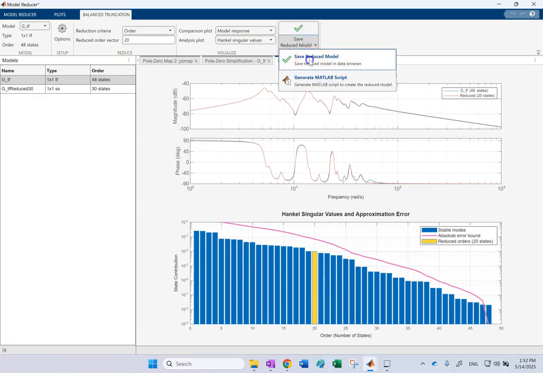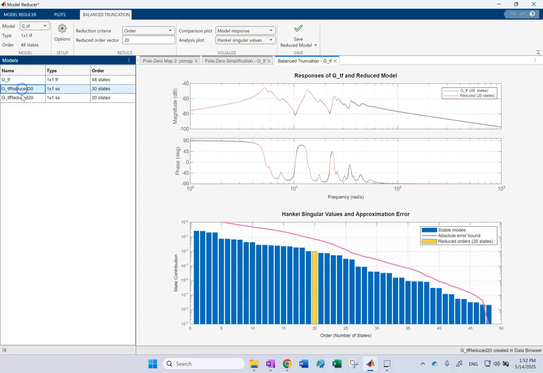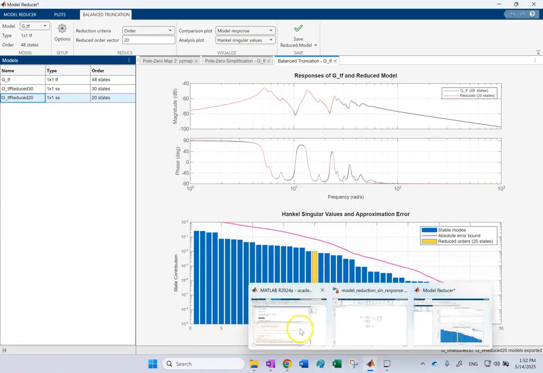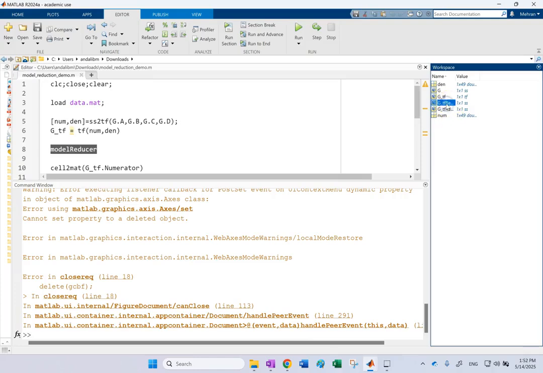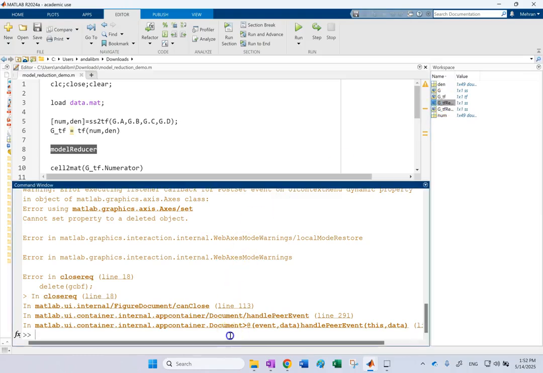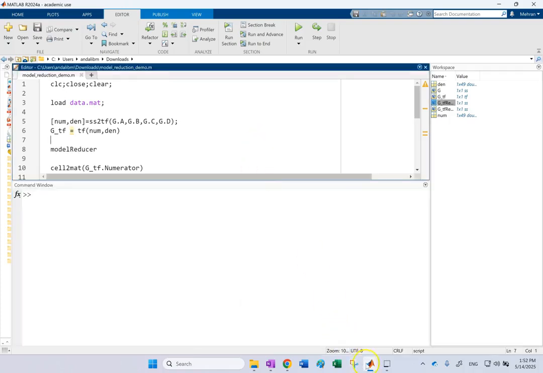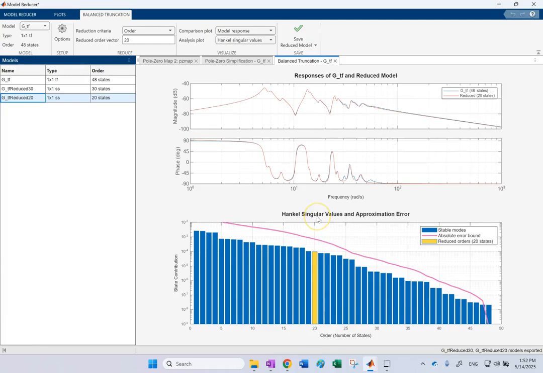I can say, okay, save this for me here. And now that I got these two good models, especially this one that is really good, I can simply right click on it and say, hey, export it for me to the workspace. And it will. And also export that 30 as well for me. Export. So now if you go to your workspace, there we go. Look, this is that 20, and this is the 30. So both of these models are there, right? And they are in the form of state space as well. And I can look at the behavior of these systems.